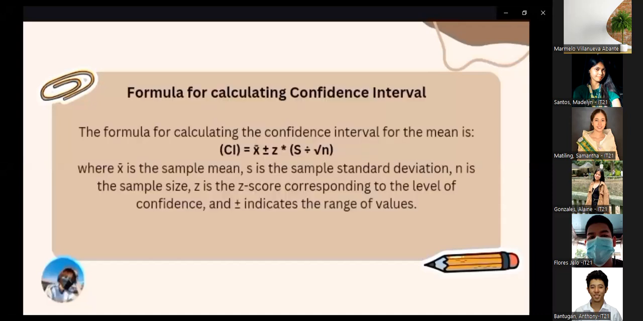Formula for calculating confidence interval. The formula for calculating the confidence interval for the mean is CI equals x bar plus or minus z times (s divided by the square root of n), where x bar is the sample mean, s is the sample standard deviation, n is the sample size, z is the z-score corresponding to the level of confidence, and plus or minus indicates the range of the values.